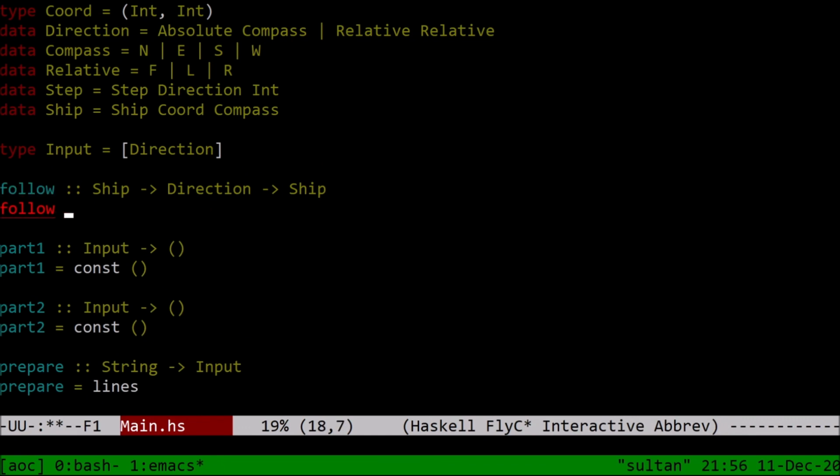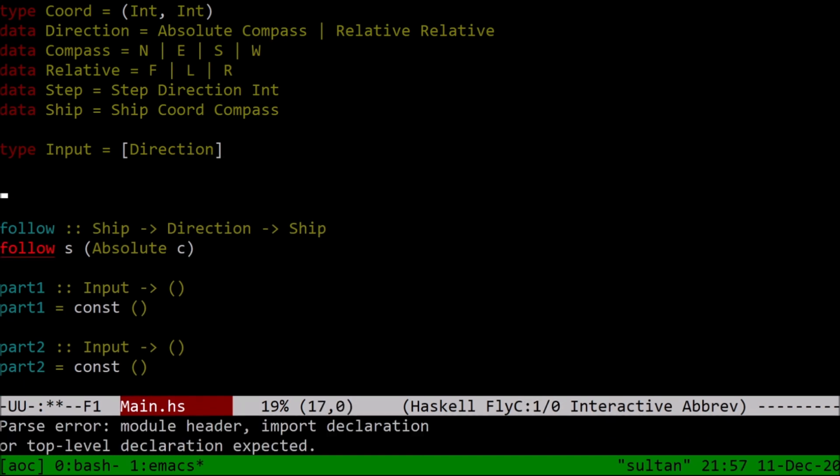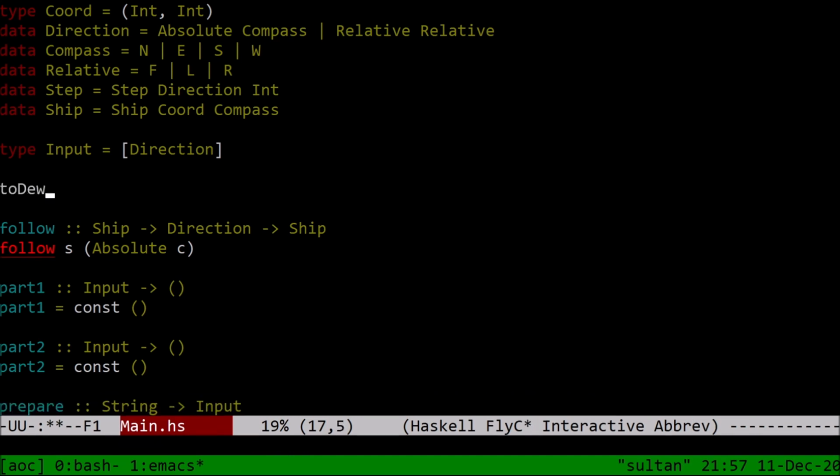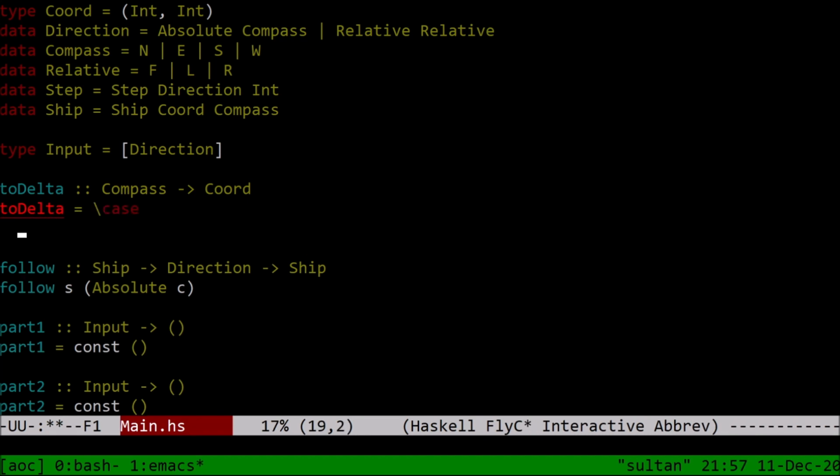follow S of absolute D. See, I don't know. We need a function here that's toDelta, a function from Compass to Coord, and we just implement toDelta equals lambda case. There you go.